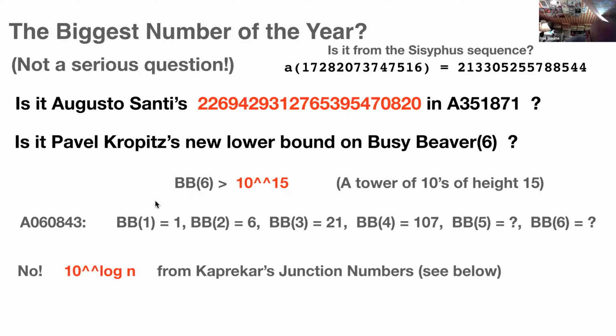Anyway, it's a sequence, the busy beaver sequence, and we know it begins 1, 6, 21, 107, and the 5th term is unknown, and the 6th term is at least that number. I know, but the lower bound is artificial, because humans are stupid. It's probably not realistic.